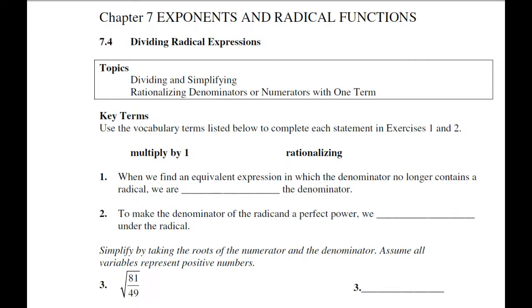Going on to section 4 of chapter 7, where we did multiplication. Now we're going to do division of radical expressions. We're going to be dividing and simplifying, and we're also going to do something called rationalizing denominators or numerators with one term.